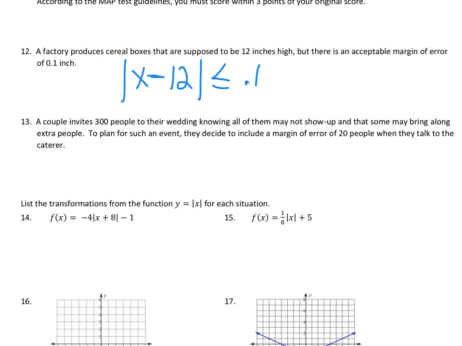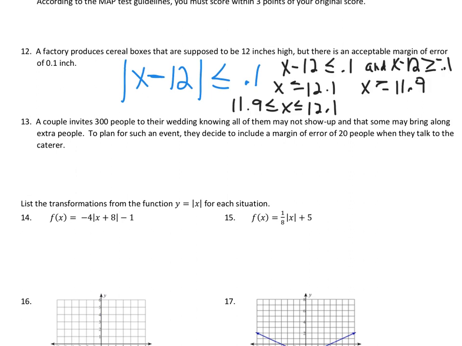Now, if I were to go ahead and solve for x, you'll see how this actually works. All right, so if I solved it, it would look like this. We would have an x minus 12 is less than or equal to 0.1, and an x minus 12 is greater than or equal to a negative 0.1. So when I solved for this one, I would get x is less than or equal to 12.1, and when I solved for this one, I would get x is greater than or equal to 11.9. So to write this solution set, it would look like this. 11.9 is less than or equal to x is less than or equal to 12.1.